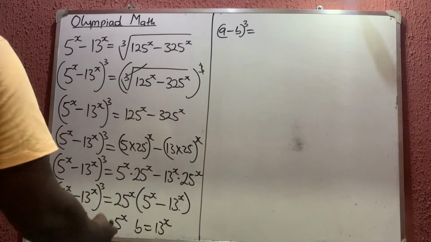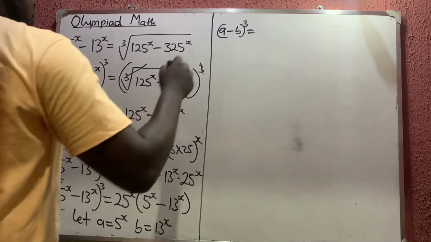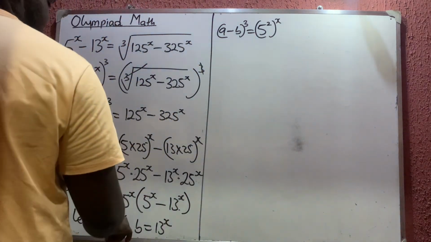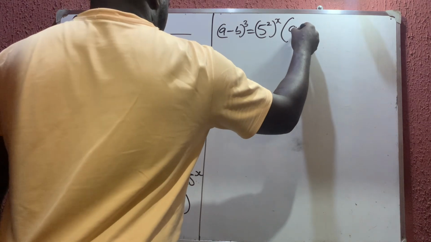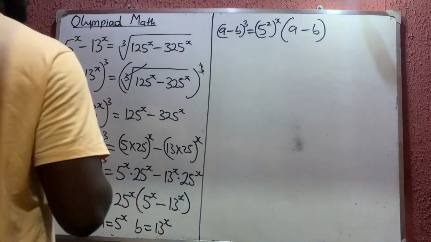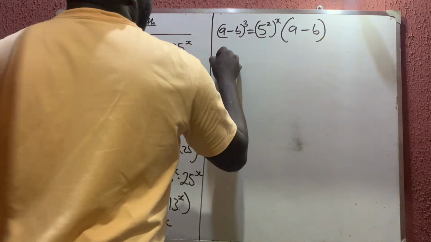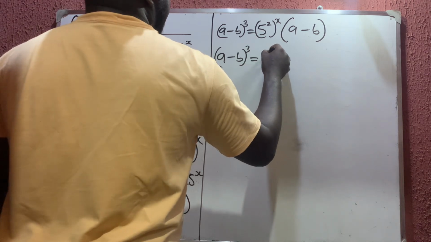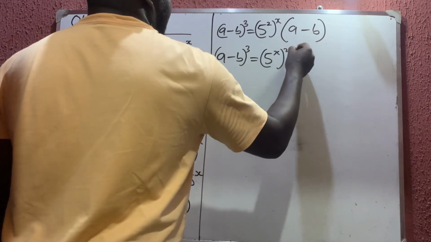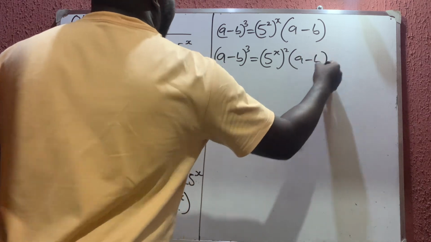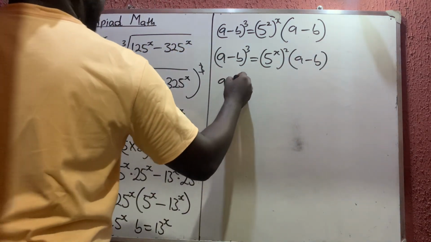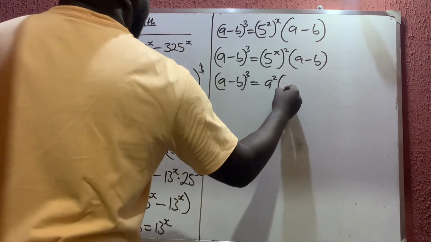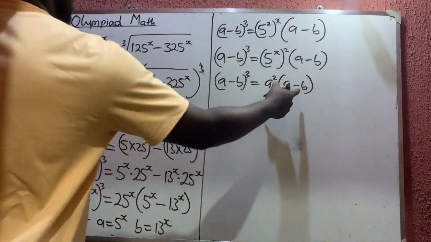25^x can be written as (5^2)^x. That is for this, then times (a − b). Now (a − b)^3 is equal to what? (5^x)^2 times (a − b). So this is (a − b)^3 is equal to a^2 times (a − b). Let me bring this to this side.